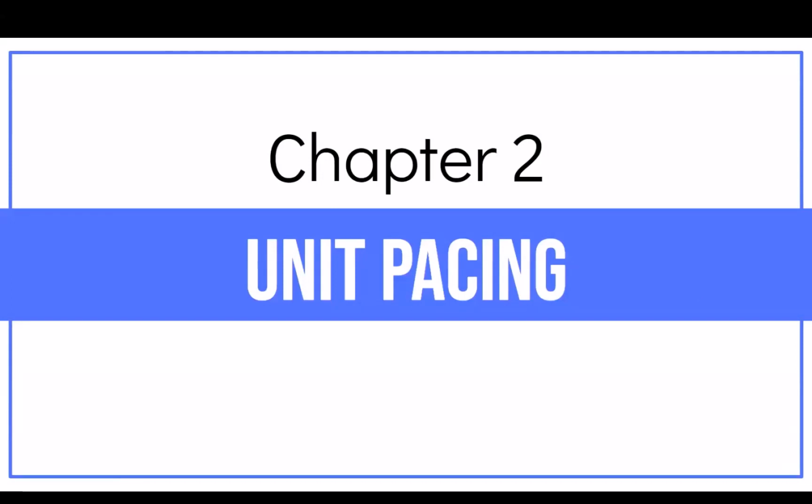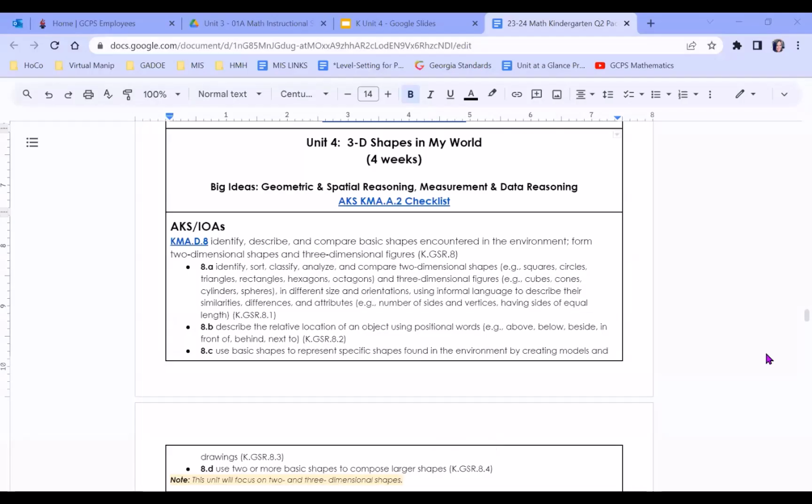The pacing guide is an example intended to model how instruction of the AKS and IOAs in each unit may be facilitated, but teachers should design pacing to be responsive to the learning needs of their students. Let's take a look at our pacing guide for Unit 4. In the box which names the unit, you will see the suggested pacing. For Unit 4, we suggest about 4 weeks.